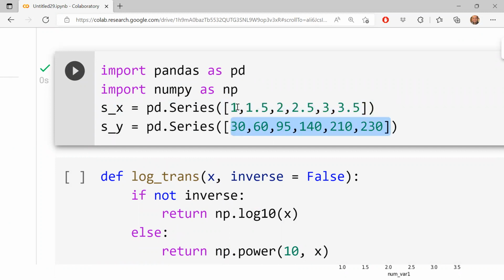So when x equals 1, y is equal to 30. When x equals 1.5, y is equal to 60. So I have these values. If I go and draw these values, I will have a relationship, but it's not going to be a clear relationship, because as you can see, these numbers are small and these numbers are big numbers.